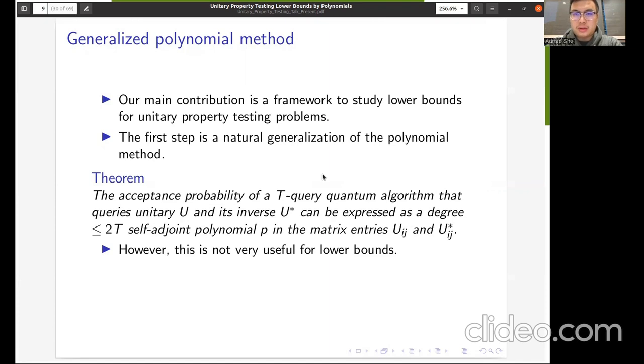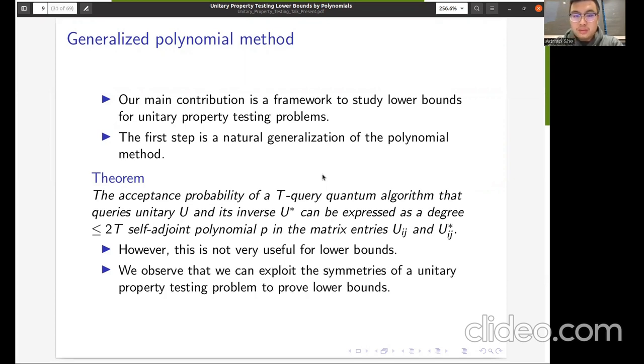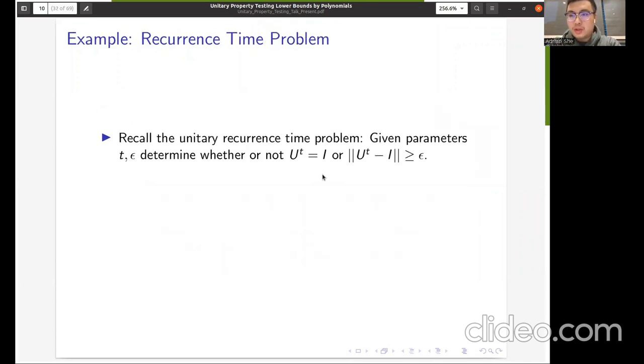However, this observation alone is not very useful for lower bounds. This polynomial is a multivariable polynomial, and in general, it is very hard to prove lower bounds on such polynomials. Usually, the lower bound techniques for degree work best when there's a small number of variables. However, we can exploit the symmetries of a unitary property testing problem to reduce the number of variables and thereby prove lower bounds. We show how we do this for the recurrence time problem that we introduced.